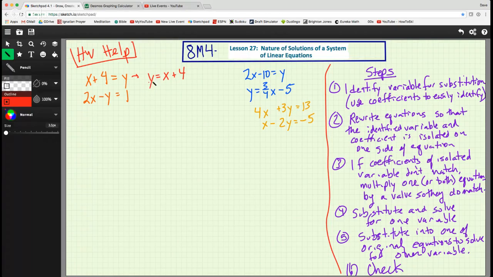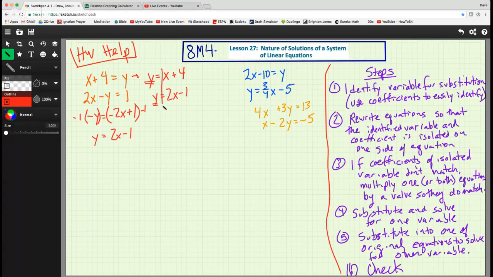And so I've solved for my y, and here I'm going to do the same thing. I've got negative y equals negative 2x plus 1. And now this isn't solved for y yet, it's negative y. So now I've got to multiply both sides by negative 1. I'm going to multiply everything by negative 1. I get y equals 2x minus 1. Now I have two equations that are both solved for y. Now I can do my substitution.